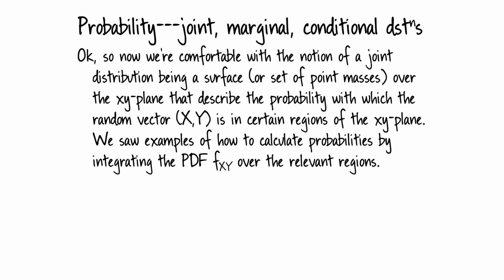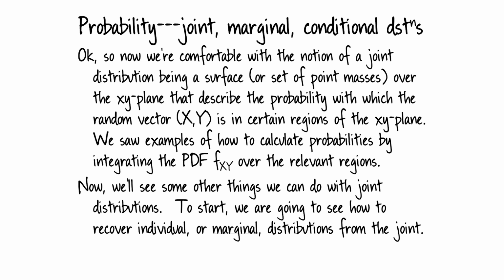Okay, so now we're starting to get comfortable with the notion of a joint distribution being a surface or set of point masses over the xy plane that describe the probability with which a random vector is in certain regions of the xy plane. And we've also seen examples of how to calculate probabilities by integrating the PDF over the relevant regions. Now we're going to see some other things that we can do with joint PDFs or joint distributions.